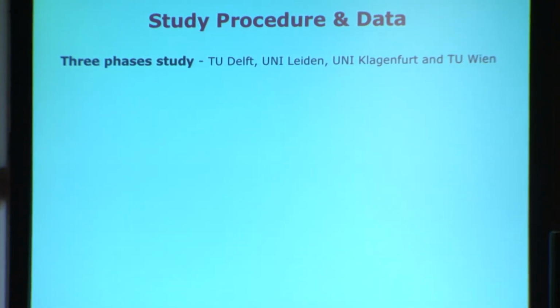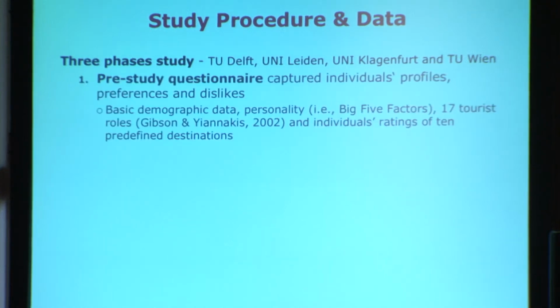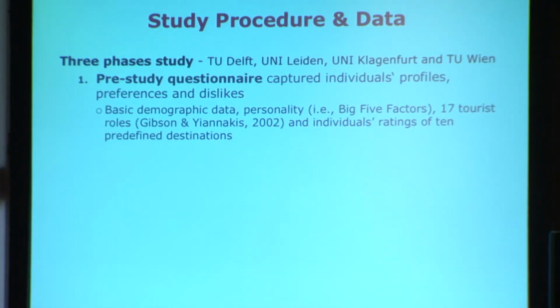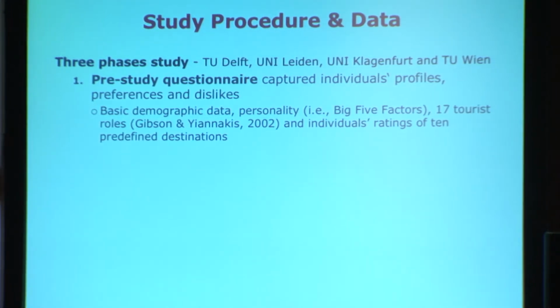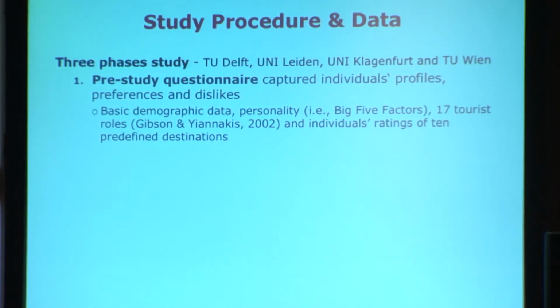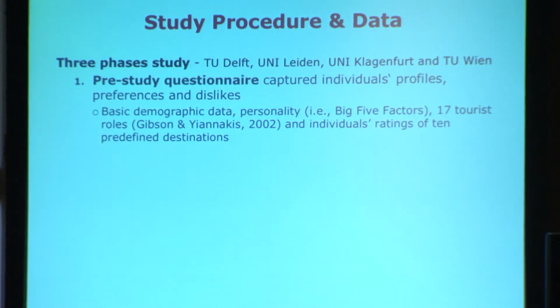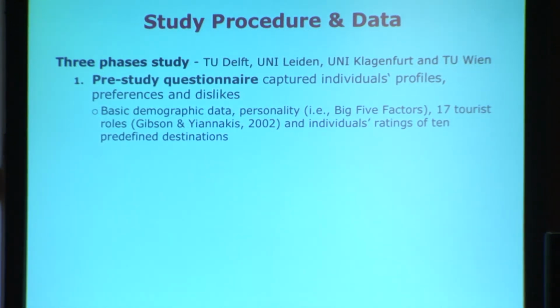So in our study, we did a three-phase study at 4 universities. In the first study phase, we did an online pre-questionnaire for our participants in which we captured their individual profiles. By this I mean demographic data, their personality types, tourist roles or their traveling attitudes, and also explicit 5-star ratings on 10 predefined destinations that we chose.